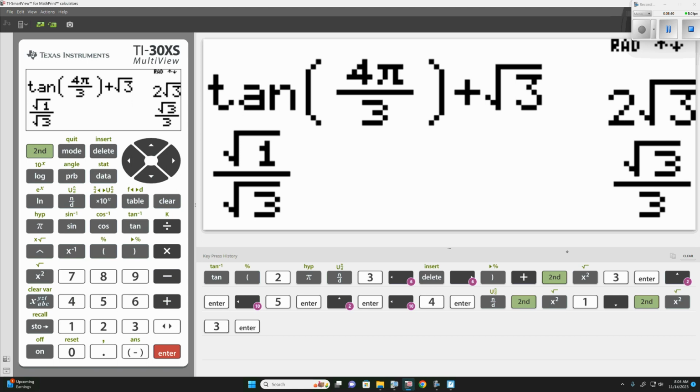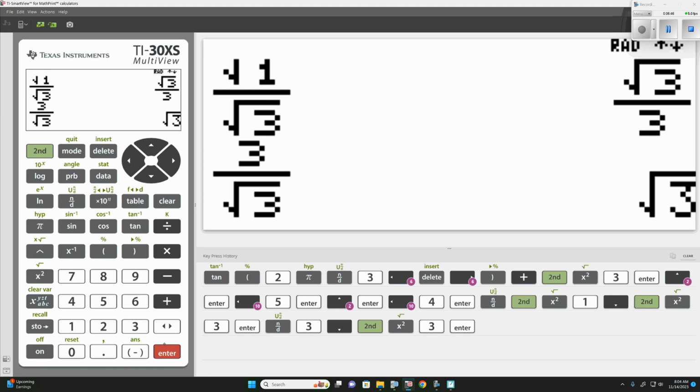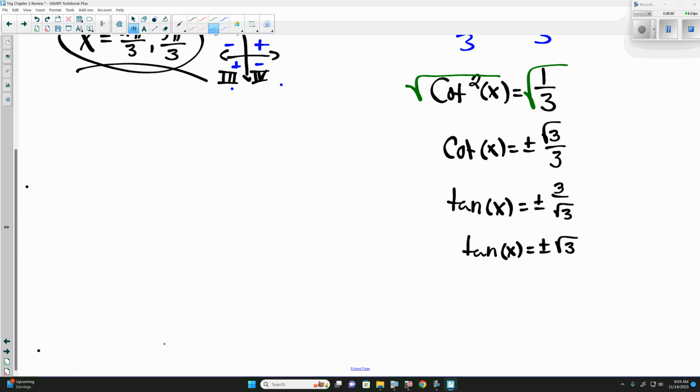And we can flip it in the calculator. 3 over secant square root 3, enter, is radical 3. We get this here.